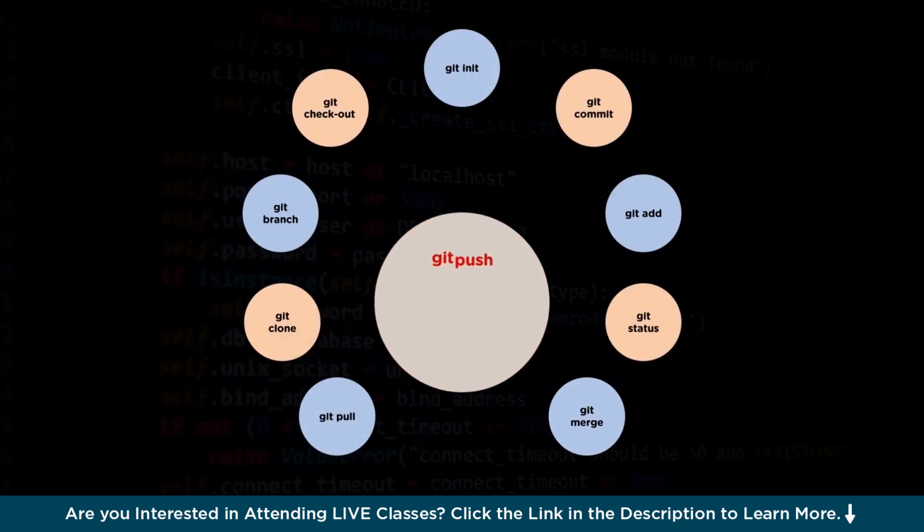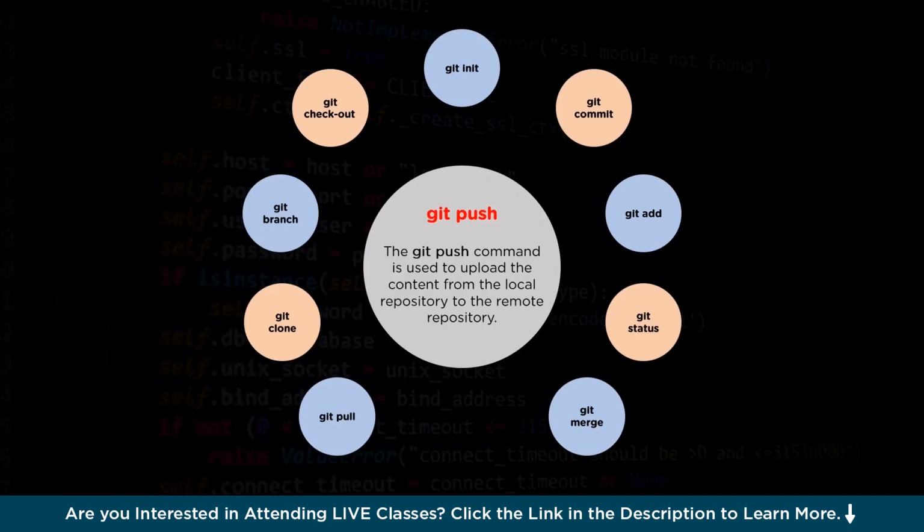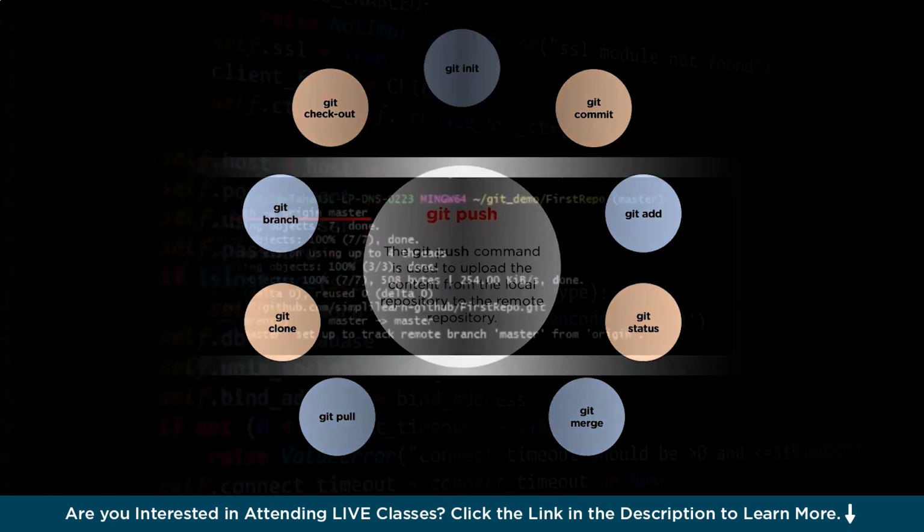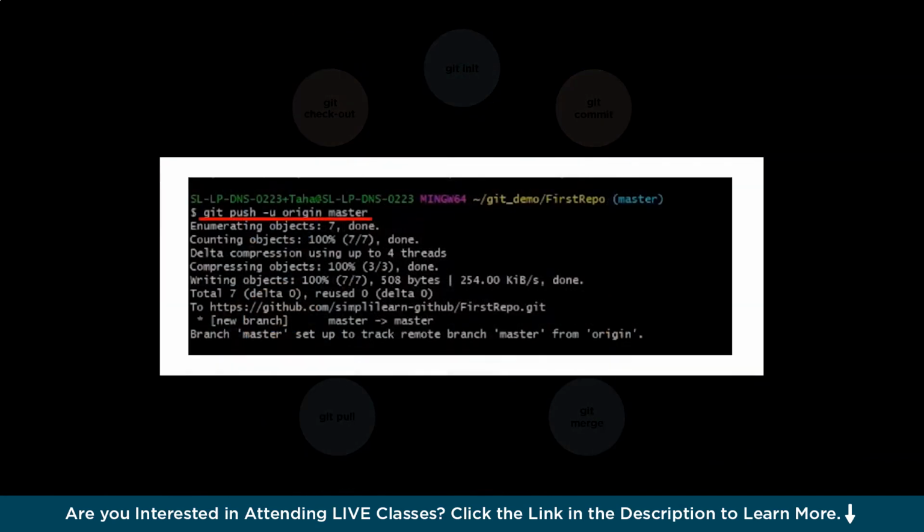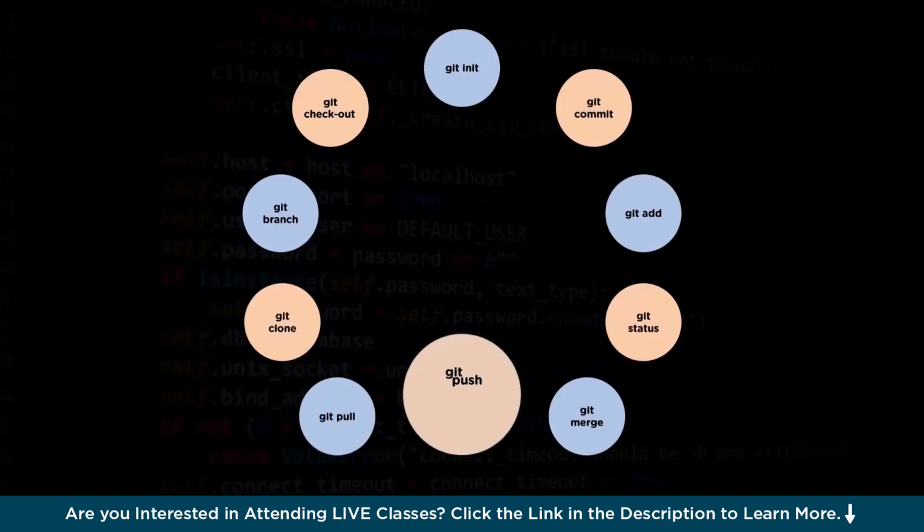The next command we shall have a look at is the git push command. The git push command is used to push the local repository content to a remote repository. After a local repository has been modified, a push command is used to share the modifications with the remote team members. Here we can see when we use git push -u origin master, the objects are being pushed from the local repository to a remote repository.